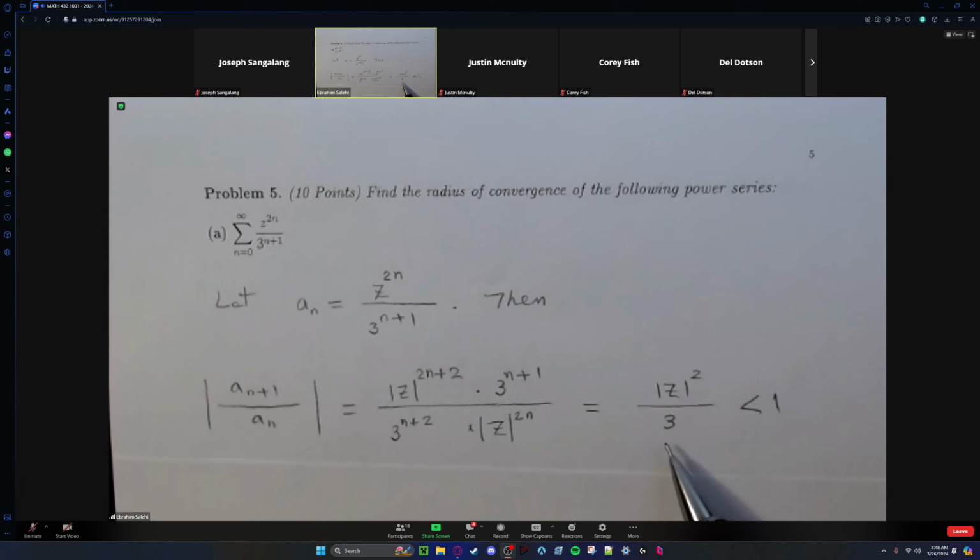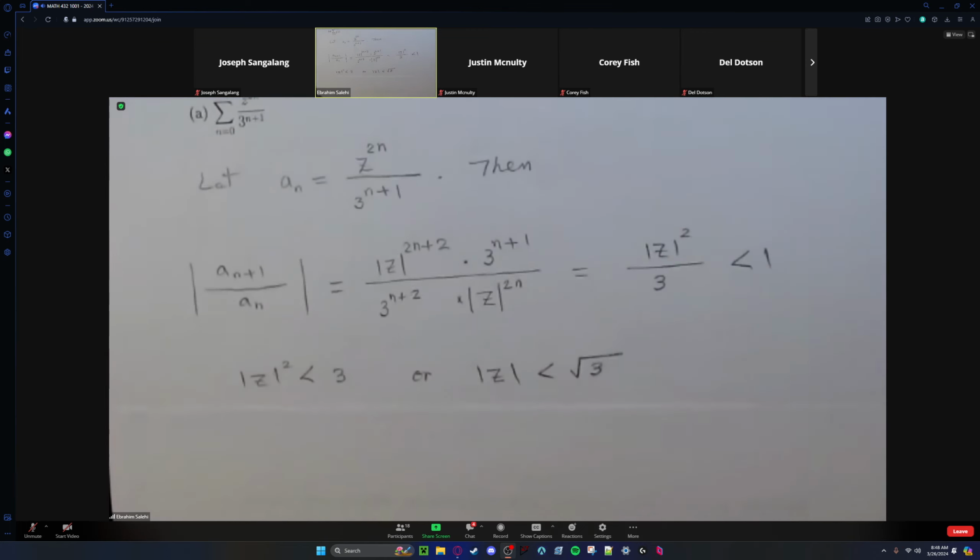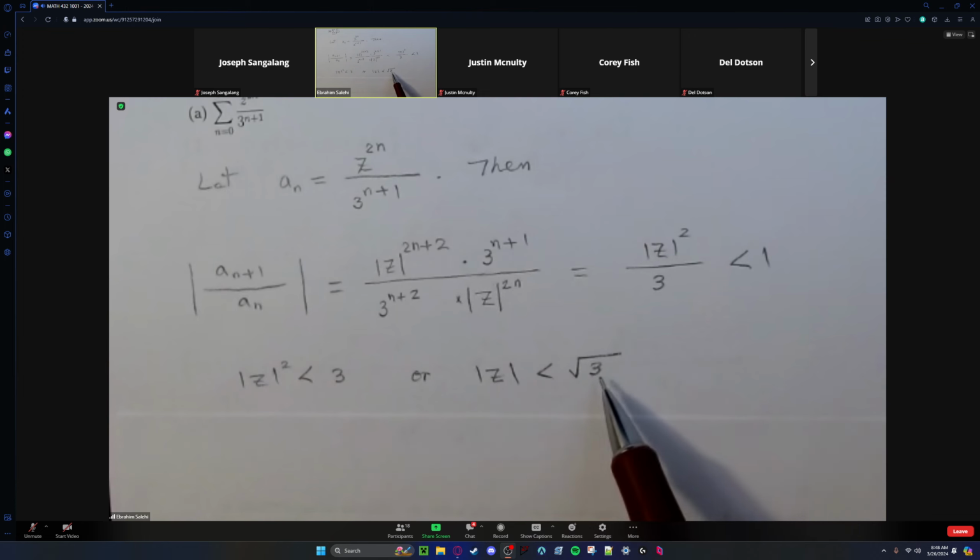So this series converges whenever this is less than 1. And this being less than 1 means the modulus of this should be less than the square root of 3. So this is the radius of convergence, right? This is the radius of convergence.